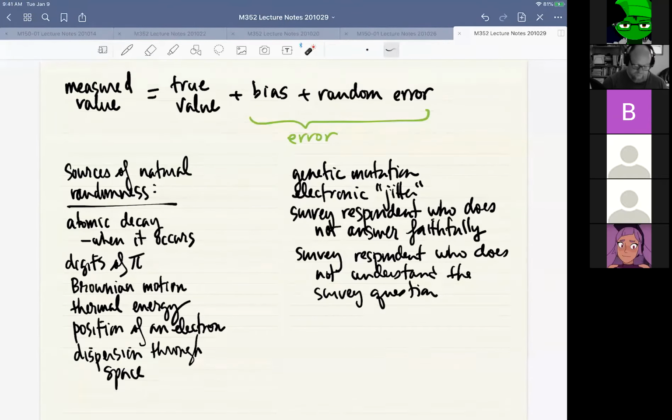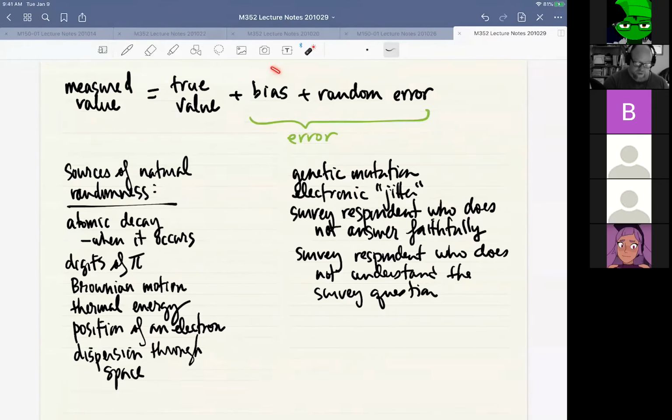Yeah, so randomness can come from all kinds of places. A lot of time it's really small scale. A lot of these things we talked about are really small scale, but it can happen with human beings too. And when you're doing surveys, there can be a source of randomness there as well.